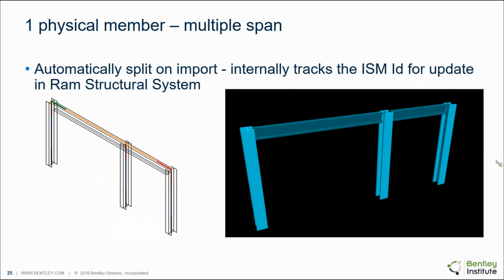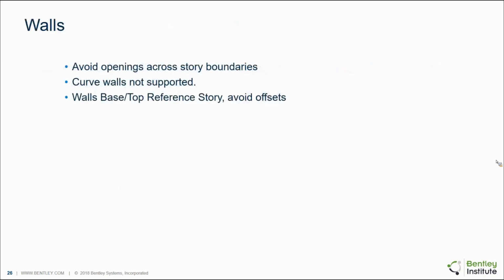Next, we have a case where if you were to model this in RAM structural system standalone, it wouldn't allow you, but because it's such a common arrangement that we see in Revit, we've dealt with it automatically. So here we have one physical member with multiple spans. That's automatically split on import, and internally it tracks the ISM ID for update in RAM structural system. What that means is for an update operation, RAM structural system sees that these split up beams have the same ID, reconstitutes them as one physical beam, and compares with the ISM repository, and it will show up as no changes.